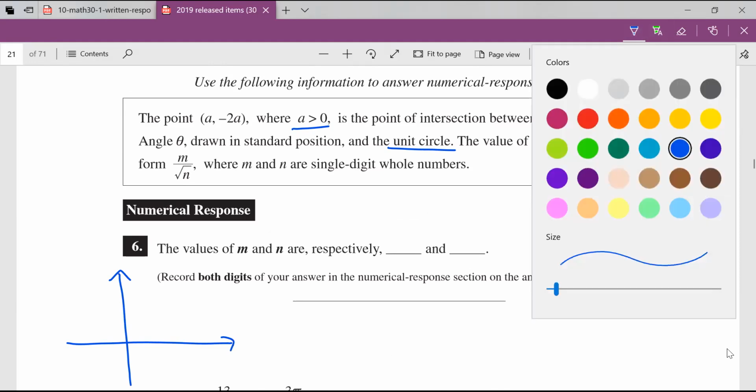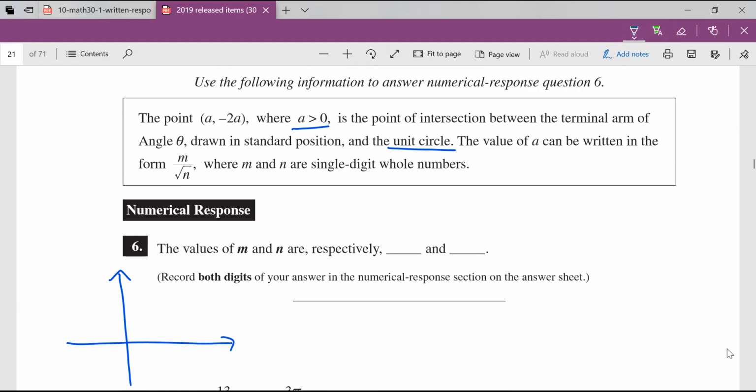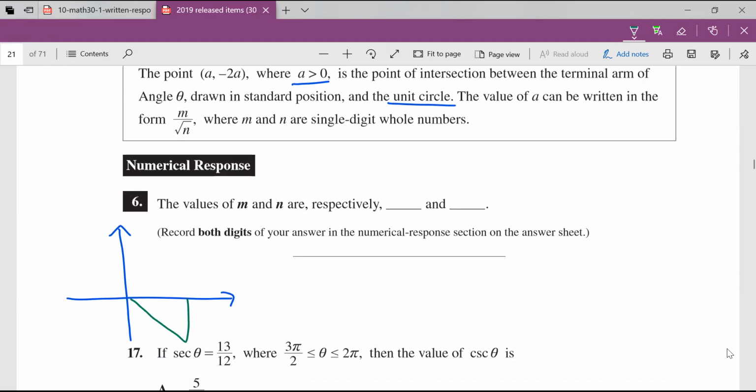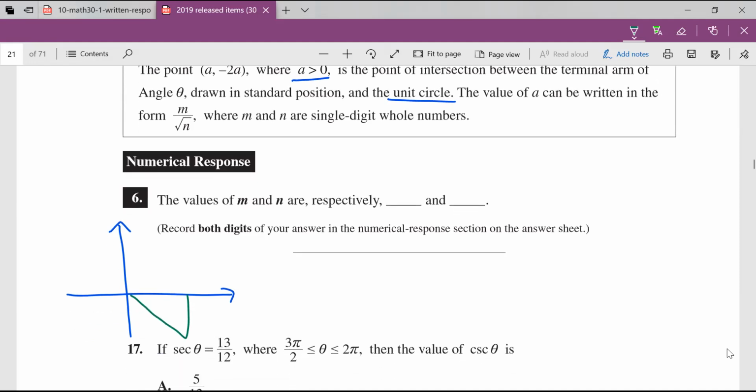Well, what they tell me is I've got this coordinate pair, and it's where A is positive. So where am I drawing this thing? Down here. It's going to be in quadrant 4. I label my sides. And on the unit circle, my radius or my hypotenuse is 1. Well, it says we want the value of A. Like, what the heck is A?